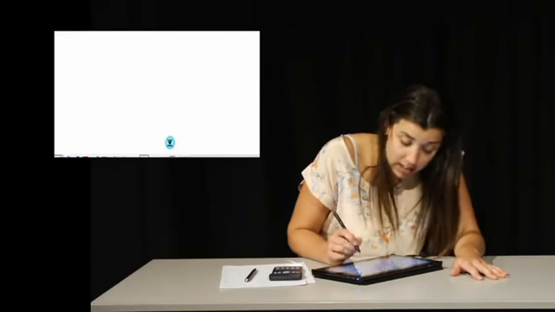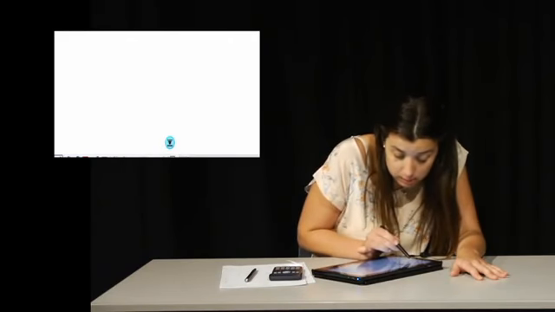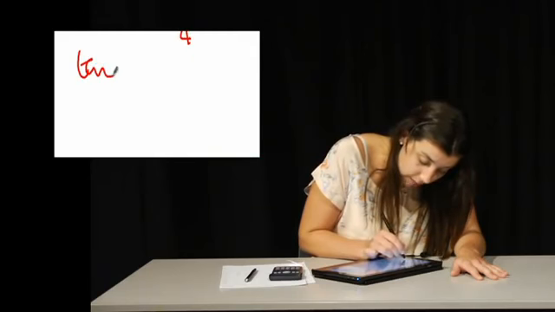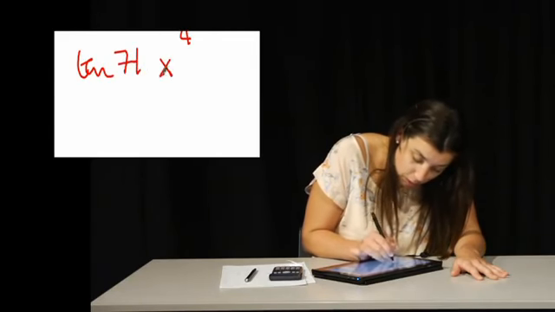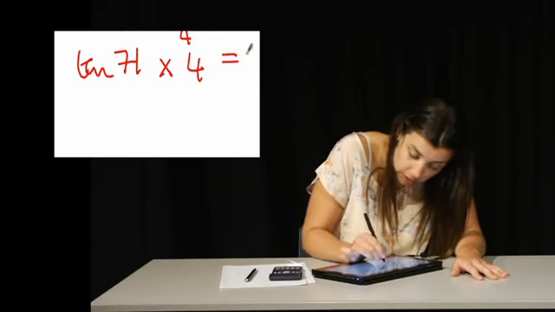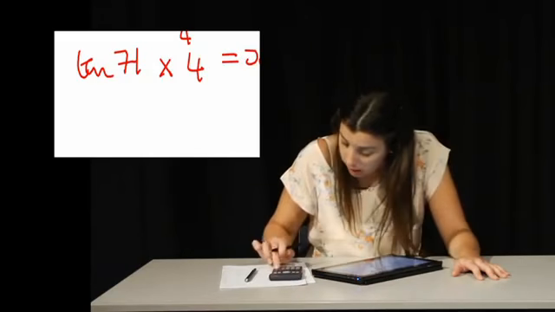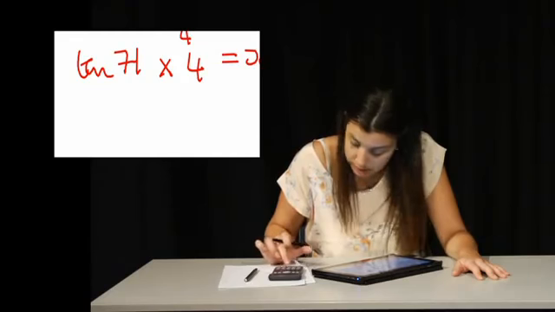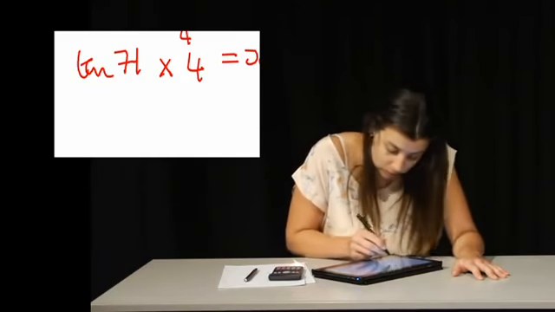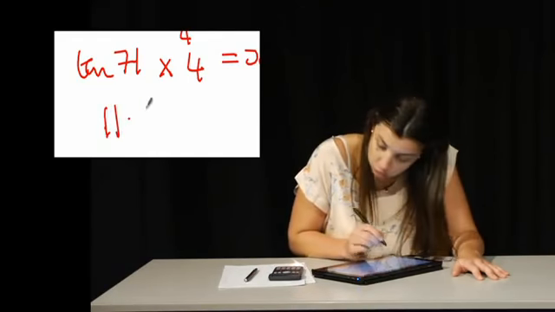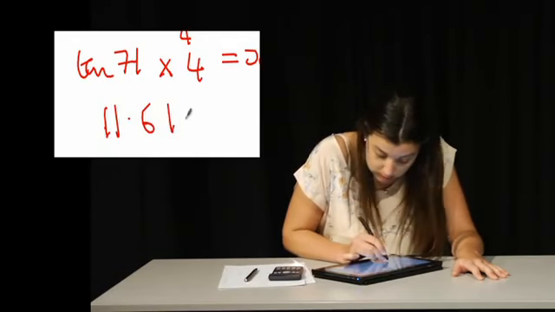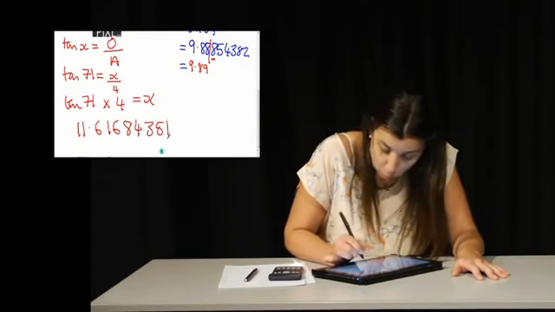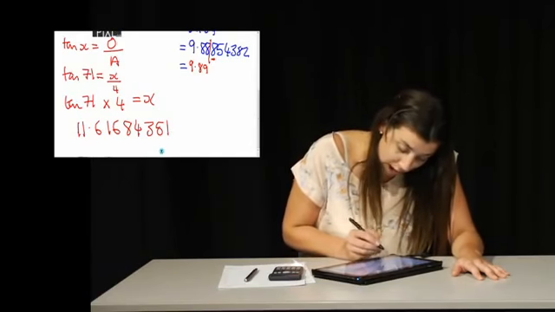Okay, then to find the x, we can see here that we're going to simply multiply tan 71 by 4. So we have tan 71 multiplied by 4 is going to give our value of x. To our calculator, tan this time, 71 times by 4 equals 11.6168435, writing it all down. Let's go and round that.